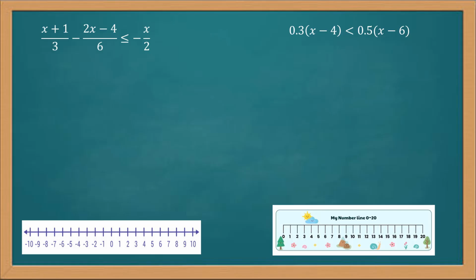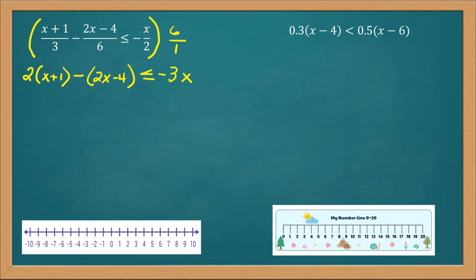And so you're going to have 2 times x plus 1 because the 3 cancels. Now the 6 is going to cancel. And so you're left with 2x minus 4, and then the 2 is going to cancel with the 6, and you have 3x, negative 3x. And now you want to use the distributive property, so you've got 2x plus 2 minus 2x plus 4, and that's less than or equal to negative 3x.